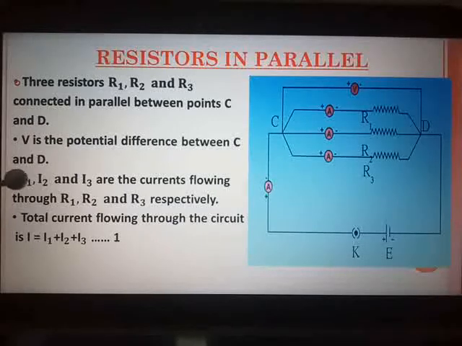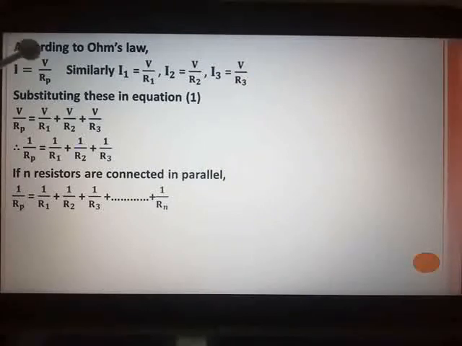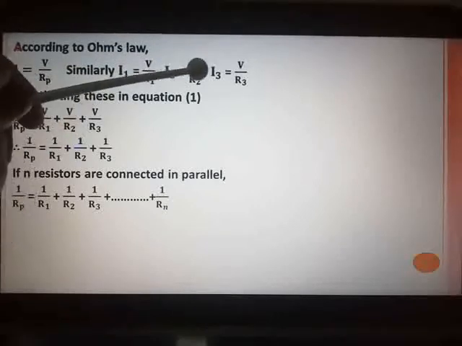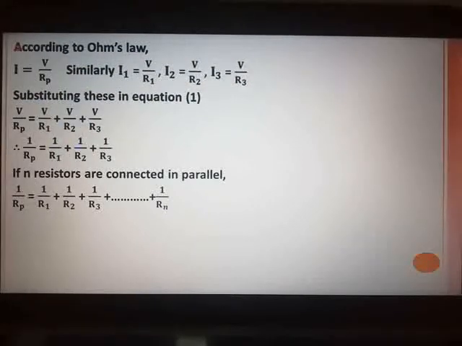The currents across each resistor will be I1, I2 and I3. So for R1 the current flowing will be I1, for R2 it will be I2 and for R3 it will be I3, and so the total current will be equal to I1 plus I2 plus I3. Apply Ohm's law, I is equal to V upon R. As I have told you previously, the parallel combination you are going to take as Rp. So I1 will be V upon R1, I2 will be V upon R2, I3 will be V upon R3. Substitute in this equation.